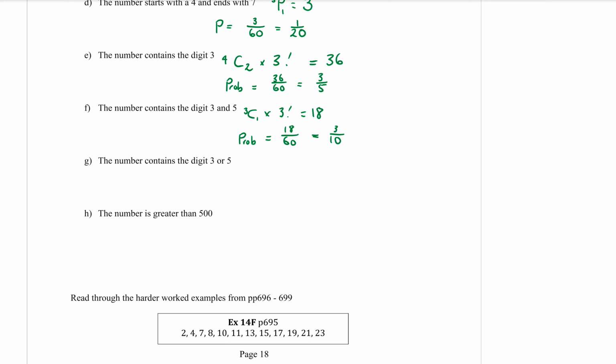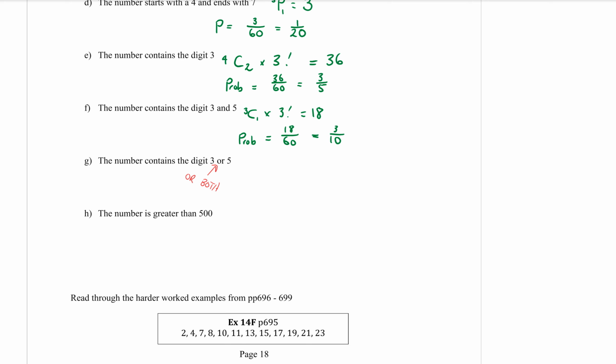Okay, G, the number contains the digit 3 or 5. Now, I'm going to interpret that question, and maybe I'm taking a bit of license here. I'm going to take that to mean "or both", because otherwise that's a way more involved question. It can involve the 3 and the 5. So it has to have a 3 or a 5, or it can have both. Maybe that was worded badly, I know. But we're going to make that assumption for this question. If it has the number 3 or the 5, how many things left do I need to pick from? 2 out of 3. Yes.